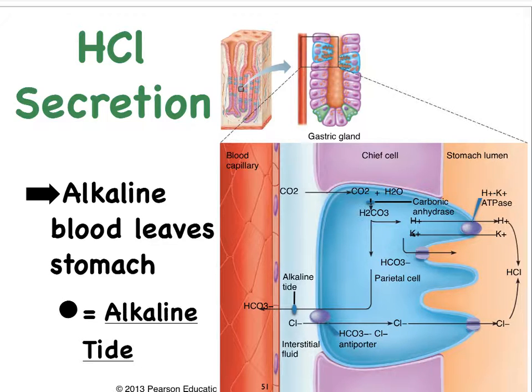There's an interesting consequence of the formation of the hydrochloric acid, and that is the collection of bicarbonate ions in the capillary blood that is leaving the stomach. By collecting these bicarbonate ions, we're literally making the blood that leaves the stomach more alkaline. So in the lumen, we're creating a very acidic environment, while in the blood, we're creating more of an alkaline environment. So literally, we create this alkaline tide, meaning the blood that leaves the stomach is alkaline. We're going to come back to this alkaline tide because it's going to play an important role when we talk about the kinds of secretions that the pancreas produces. So keep this in mind.